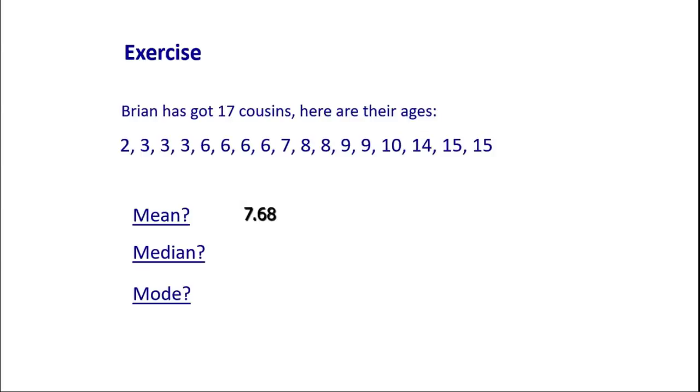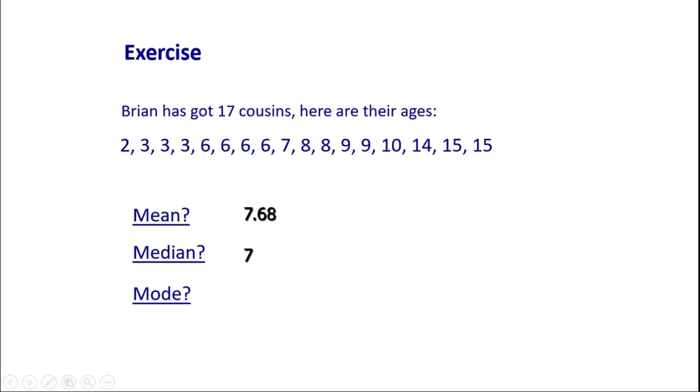So for the median, you need the midpoint. The midpoint of 17, that's an odd number, so if you add 1 to it and divide by 2, it will give you the location. So if I add 1 to that, I get 18, divide it by 2, and I get 9. So I want the 9th observation: 1, 2, 3, 4, 5, 6, 7, 8, 9.